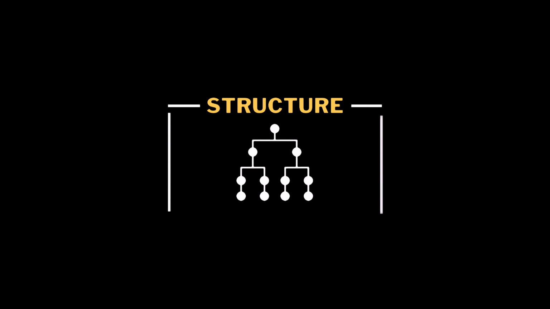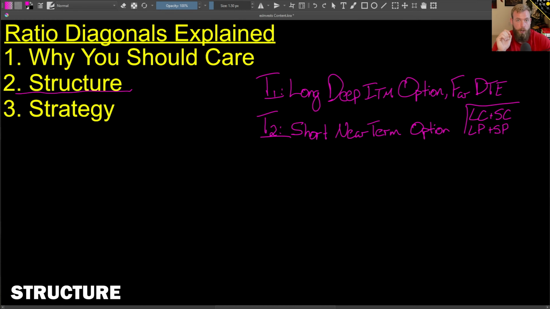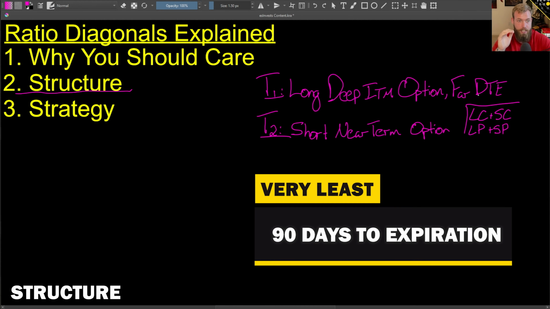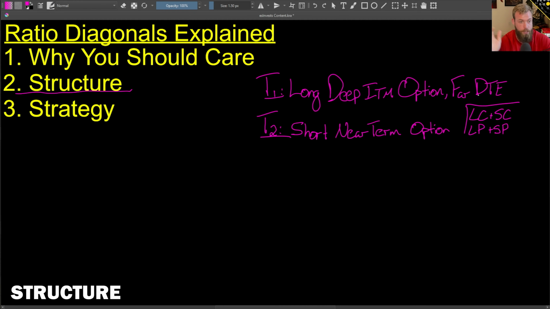So let's talk about the structure. It is super simple. The first part of the trade, the first leg, is a long, deep in the money option, a far DTE, long expiration out. I use at the very least 90 days to expiration. The majority of the time it's between 180 and 365. So somewhere between 6 and 12 months is my normal, but you could go in as far as 90 days. I've done that previously, specifically if you're catching a trend that's in progress. And then that's the first leg.